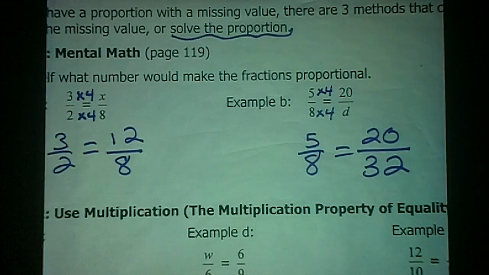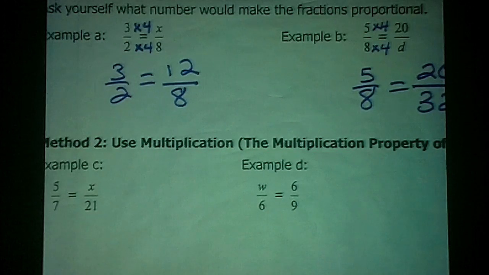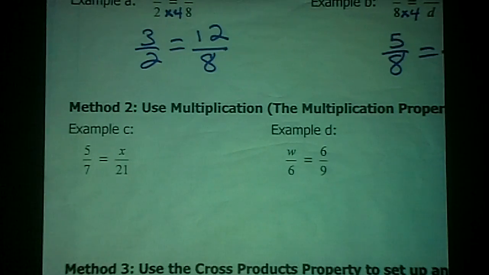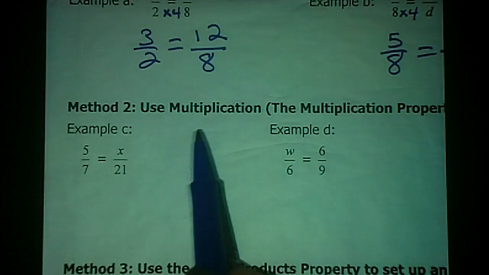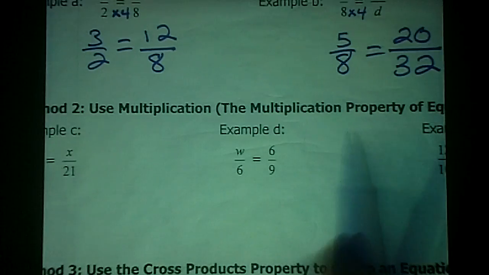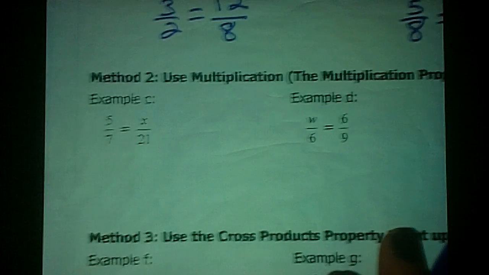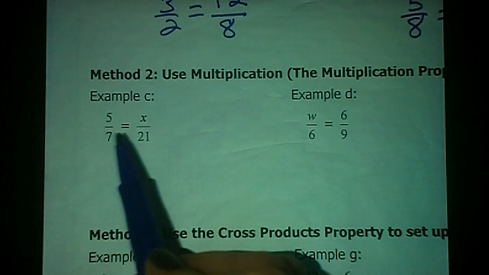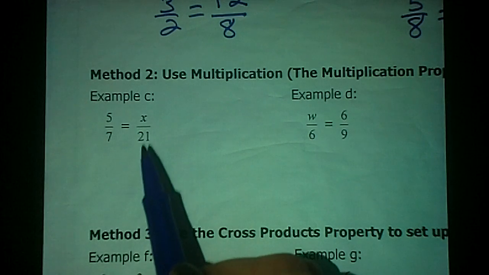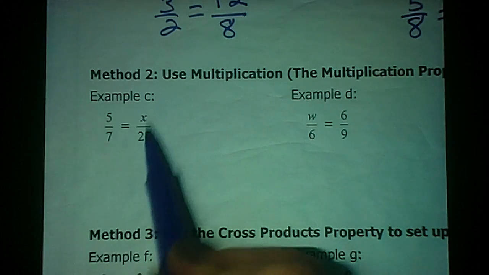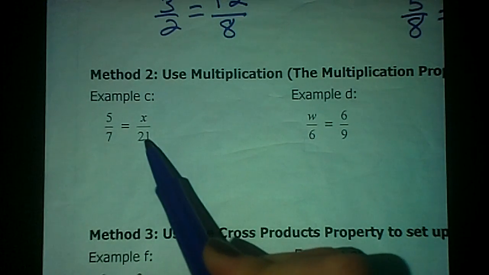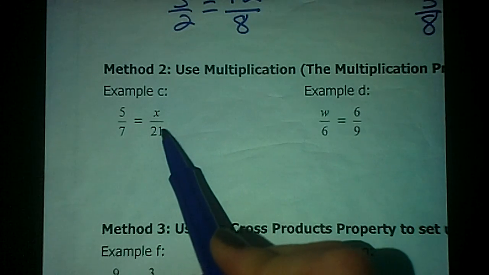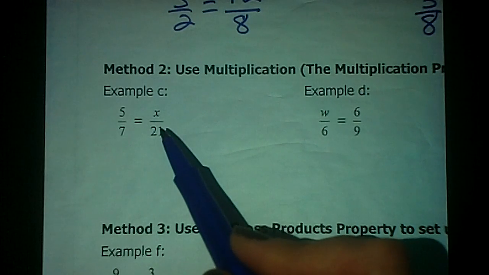Unfortunately, they're not all going to be that perfectly worked out. Sometimes we're going to end up dealing with numbers that aren't as pretty. This is my least favorite method, using the multiplication property of equality. This might look a little familiar to you from when we solved equations. We have that 5/7 is equal to x over 21. Remember that the fraction bar is like a division symbol. So here it's like x is being divided by 21. How do you get rid of dividing by 21? Well, you multiply by 21.